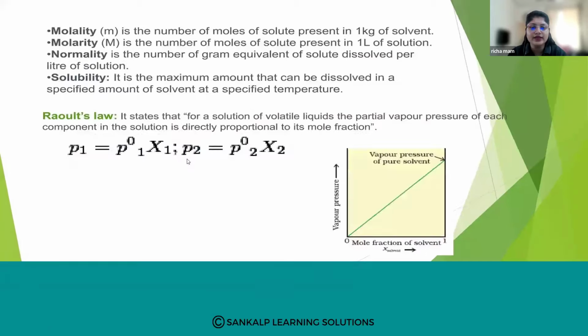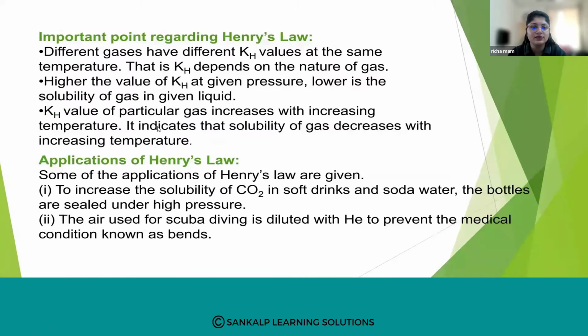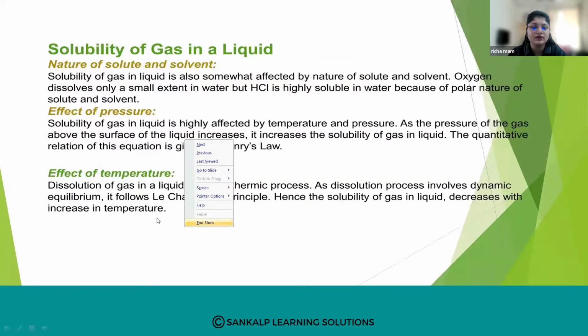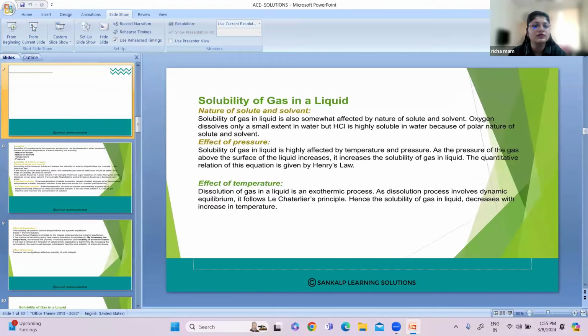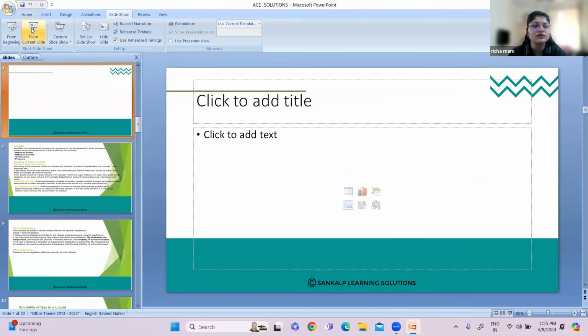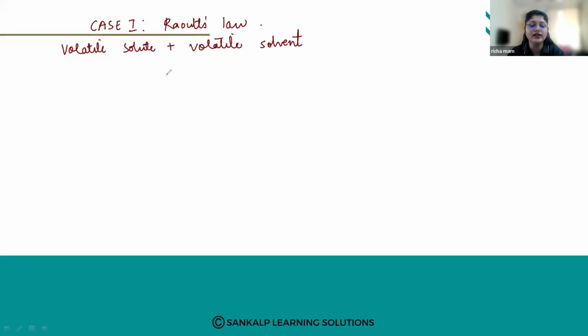So we are going to see two cases. Just a second, I'll take a file. Okay. So case one. Case one of the Raoult's law. So first is when you have a volatile solute plus volatile solvent. So when you have a volatile solute and volatile solvent.